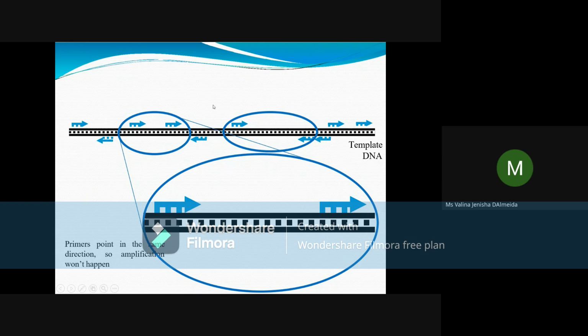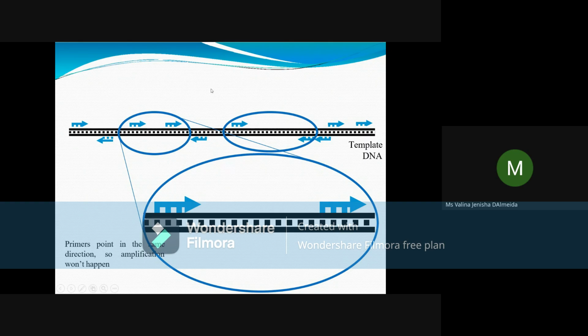One is it needs to have the forward and backward binding of the primer. Second one is it has to have a minimum distance between the forward and backward binding primers. You can see here first, second and third scenario. The three circles are there.